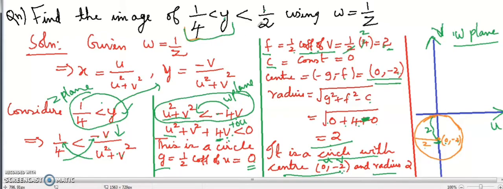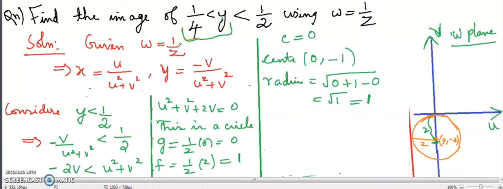Okay. So now we have to continue with y less than 1 by 2. We continue with the second case, the second part, y is less than 1 by 2. And we know y is given by minus v by u square plus v square. So minus v by u square plus v square is less than 1 by 2. Now cross multiplying, take this 2 to the other side, so you get minus 2v is less than u square plus v square.